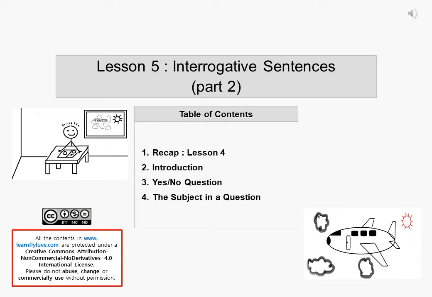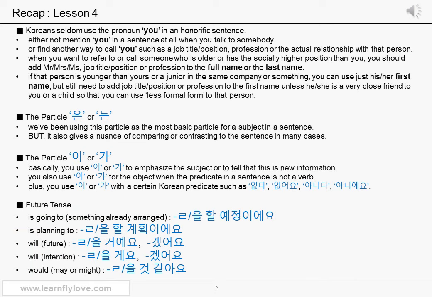안녕하세요. This is lesson 5 part 2. You are going to learn about yes/no questions in Korean in this lesson. Okay, let's recap lesson 4 very quickly before we actually start lesson 5.